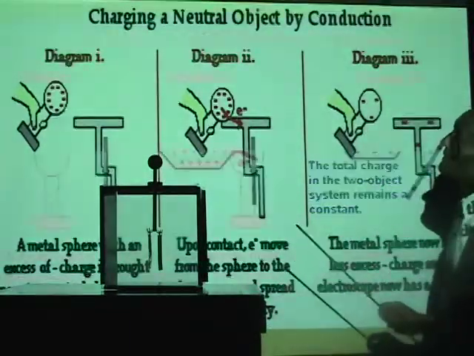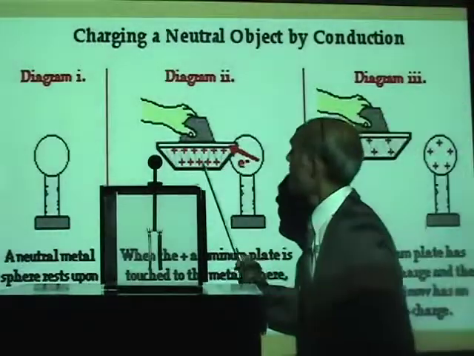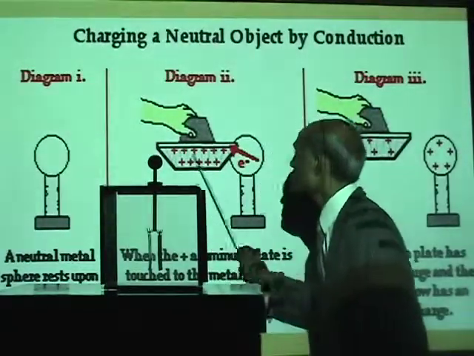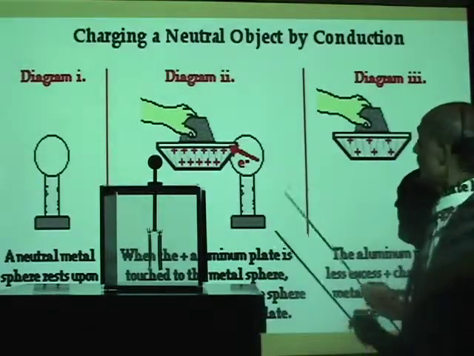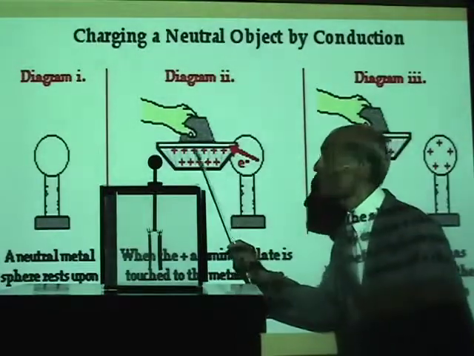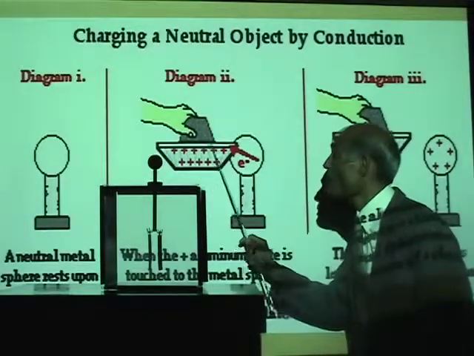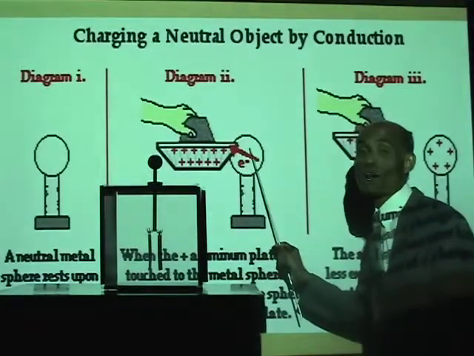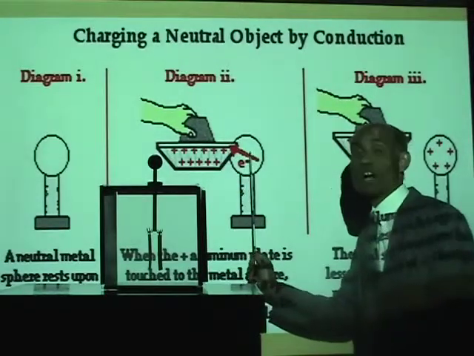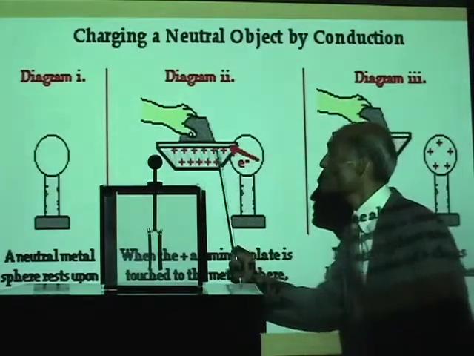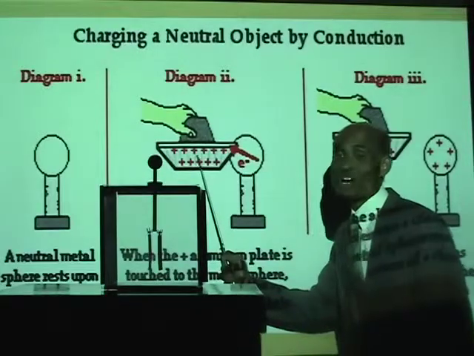Alright? Okay. Now, what happens if you bring a positively charged object near the electroscope? Now, this time, it is not these positive charges that are going to move into the neutral object, but the electrons or the negative charges from the neutral object is going to flow into the charged object.